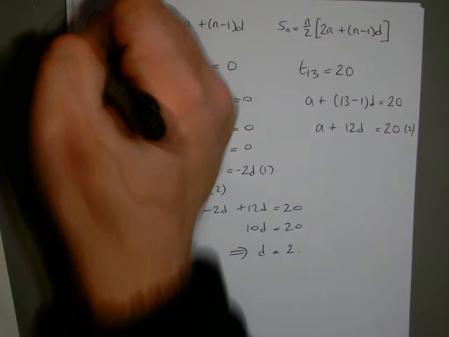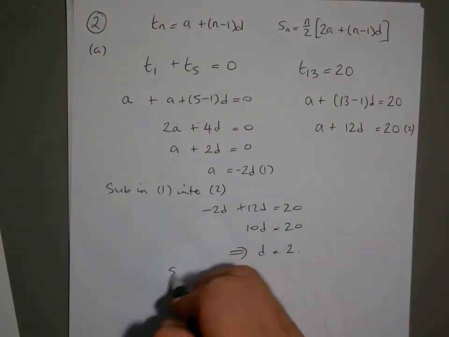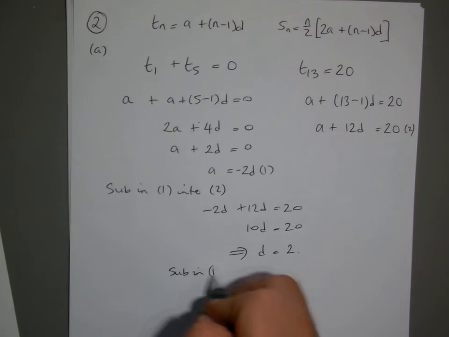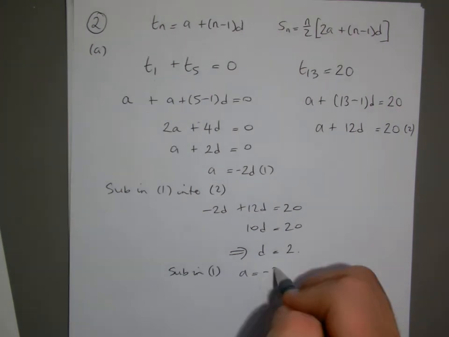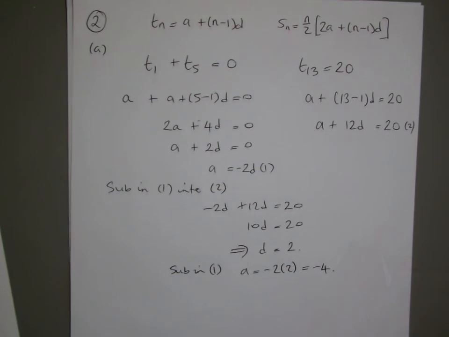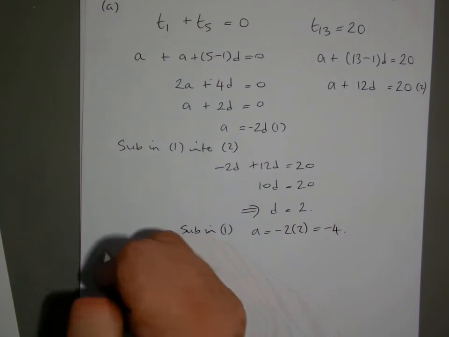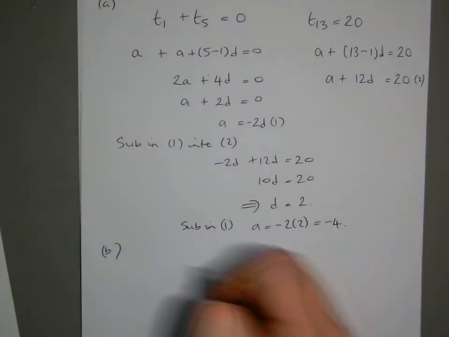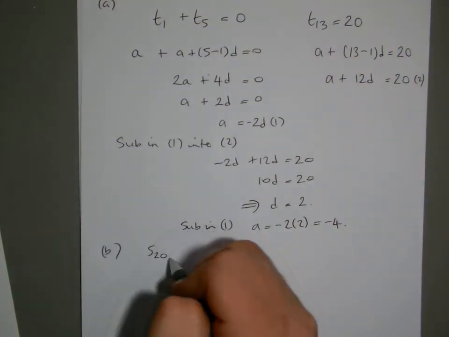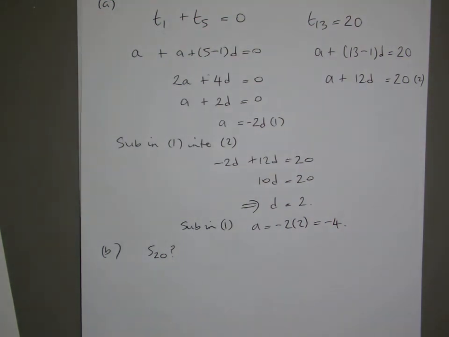That's what they're asking for in A, and they're asking for the first term. Well, the first term is going to be really easy then, because if you sub that back into 1, A will equal minus 2 times the difference of 2, which is minus 4. Okay, so in B then it says calculate the sum of the first 20 terms of this series. So we want S20. That's what we want there, yeah? Okay, we want to find out the sum of the first 20 terms.